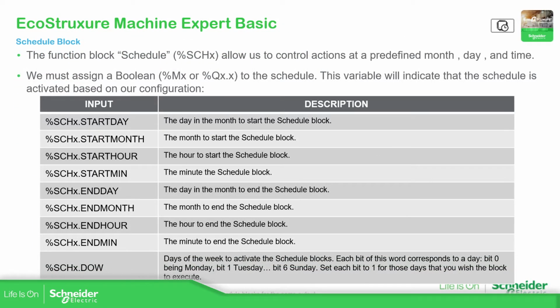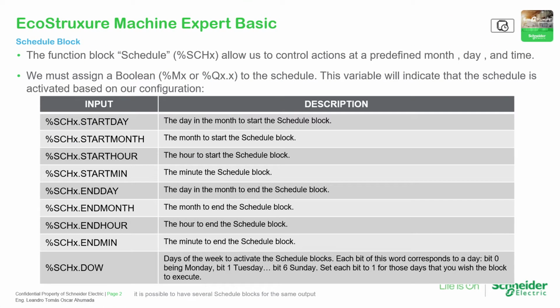Let's start this with a small introduction about this schedule block that we have. This schedule block has this instance, %SCH, and then the number that we're going to have inside the software. We have up to 16 instances of this function block, and we can configure actions for month, day, and date and time. And these actions must be linked to a %M or %Q variable. So all the variables must be Boolean.